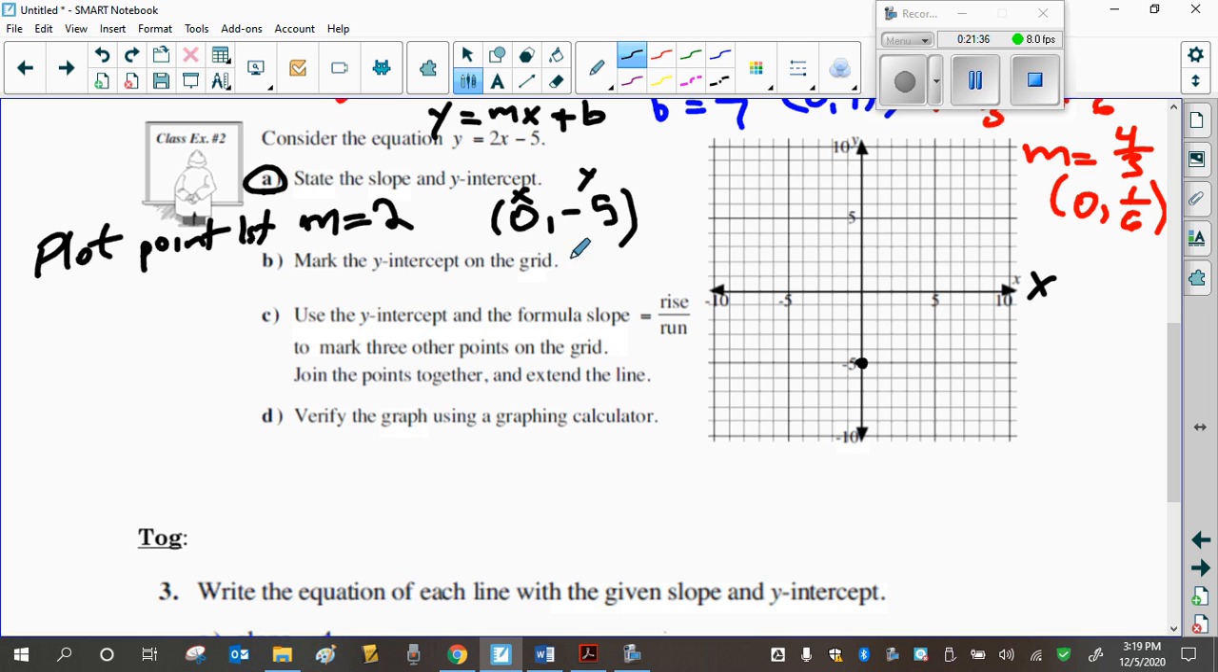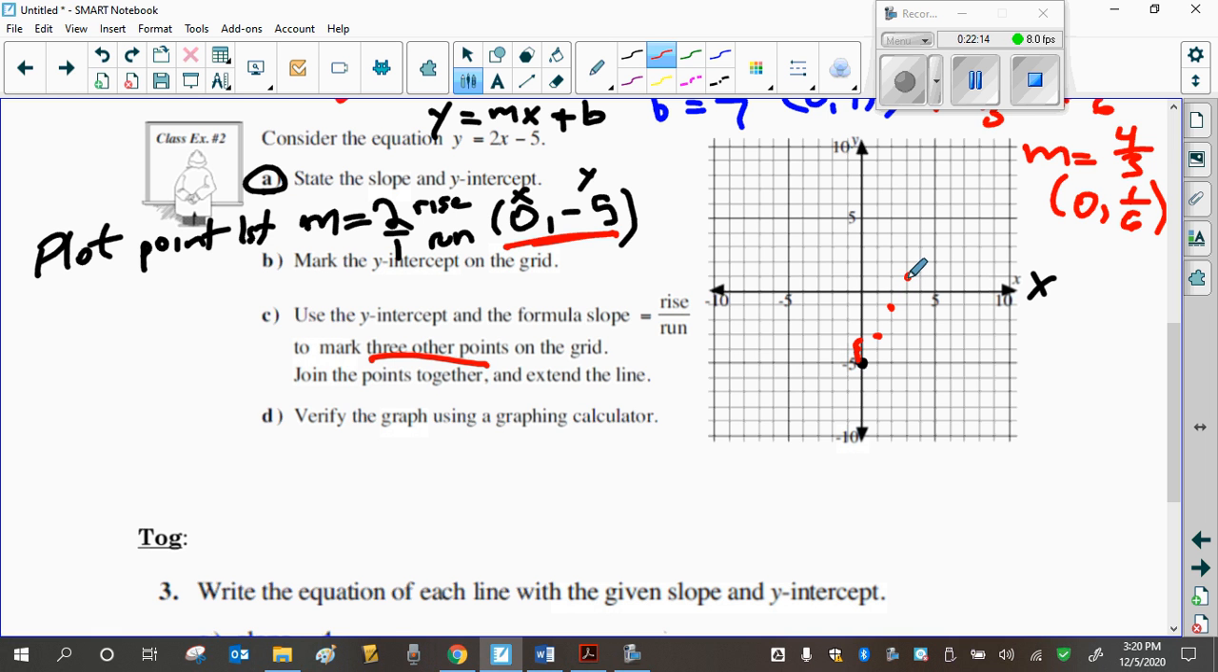And now the slope is 2 over 1. That's the rise over run. So from here you go 2 up, 1 to the right. 2 up, 1 to the right. Why am I doing that more than once? Well, just to make a better line, because when the points are close to each other, it's hard to draw an accurate line. But also, I've read ahead. It says 3 other points. So remember, this one does not count. I need 3 more. So I go 2 up, 1 to the right again.